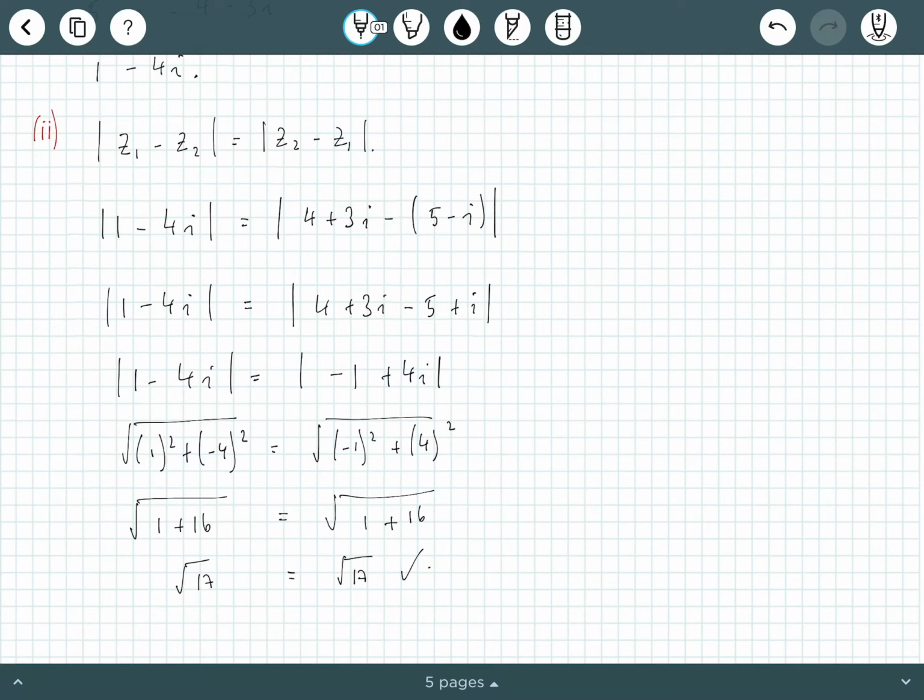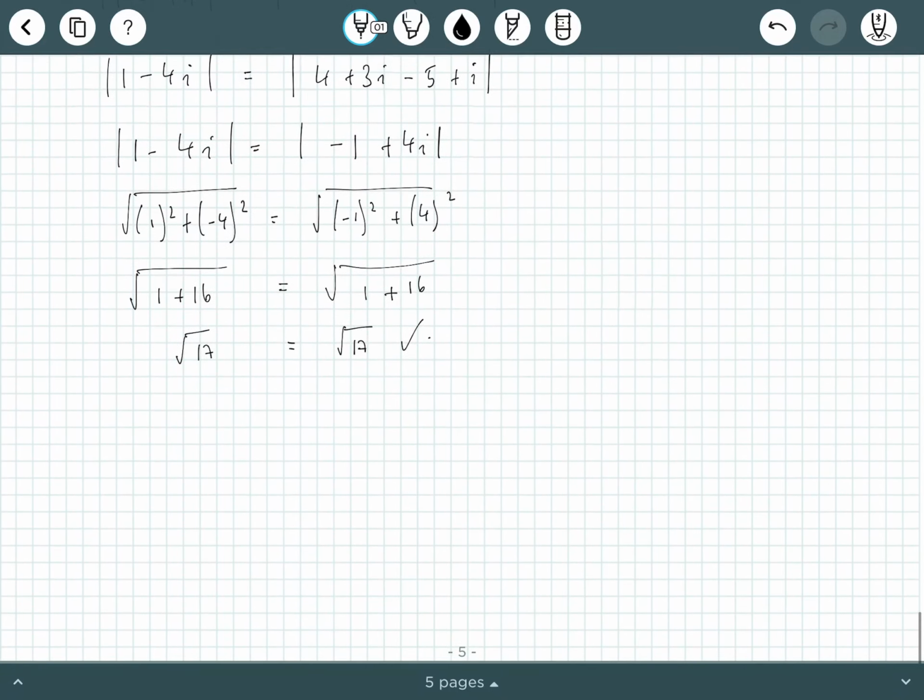Now the next question is to give a reason why the mod of z minus w will always be equal to the mod of w minus z. Your simple reason is the absolute values of the real and imaginary parts are the same. Therefore, the mod will always be the same. I'll post that up on your Edmodo anyhow.